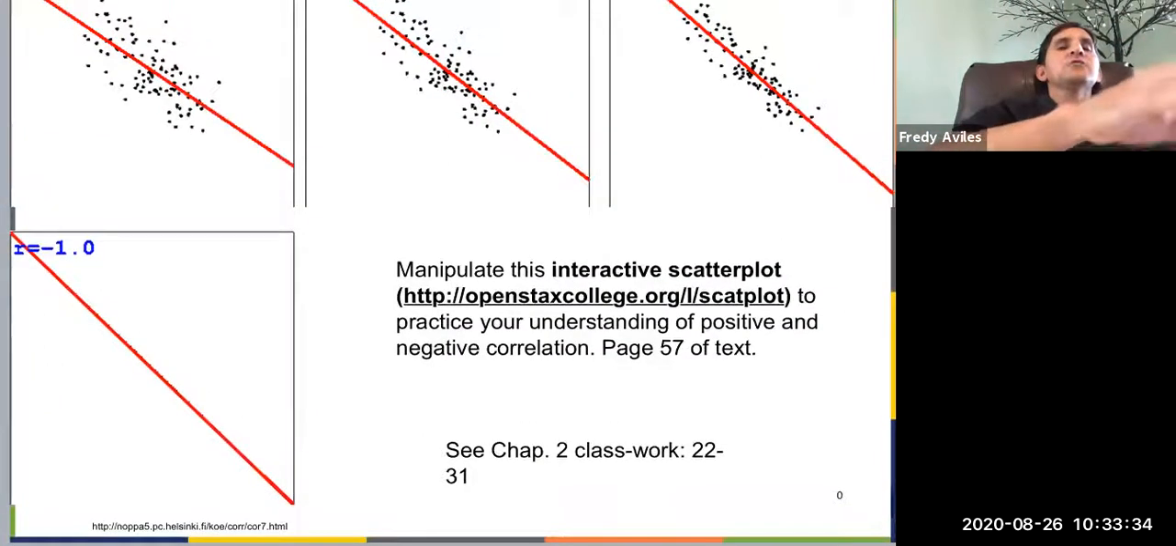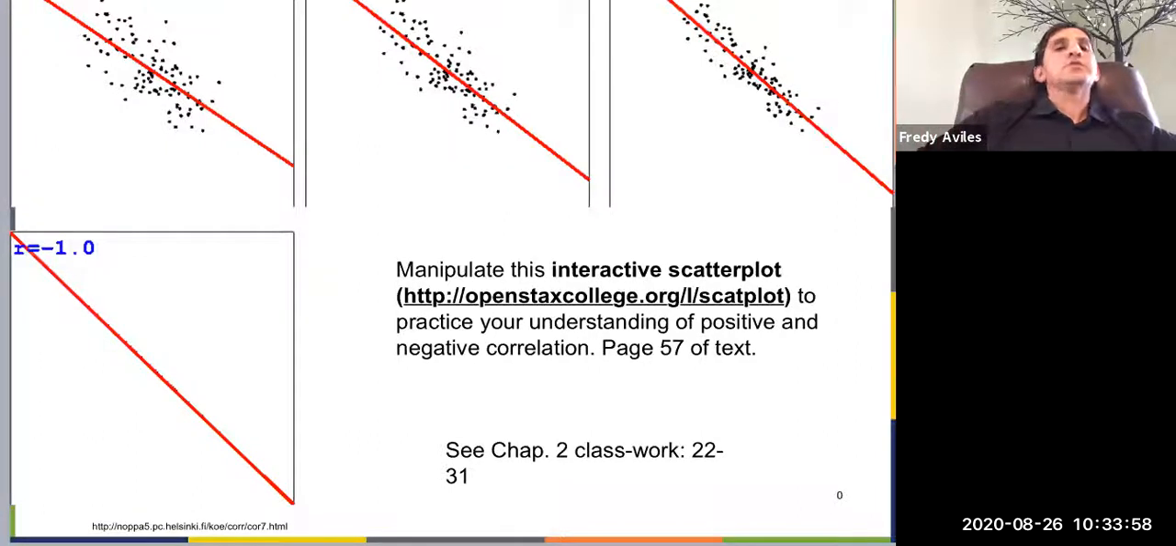Okay, so how tightly clustered the points are on the line tells us the strength of the relationship, and you can also tell by the number. A correlation with a number that's close to positive 1 is a stronger relationship than one that's closer to 0. And a correlation that's closer to negative 1 is also stronger than one that's close to 0.